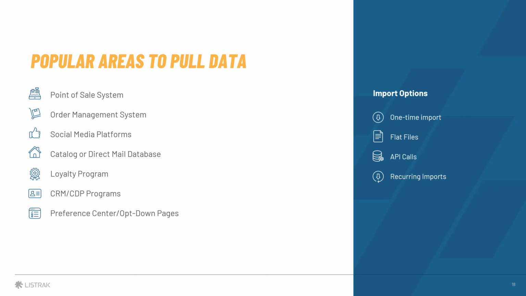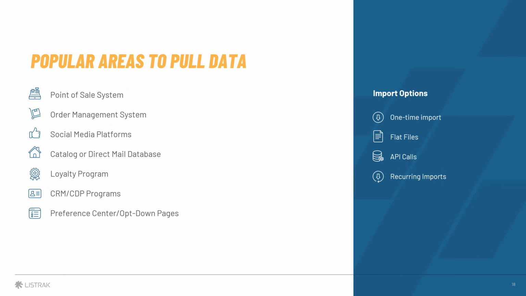I think it's also important though to call out, as you can see on the right-hand side of the screen, a couple of different import options. You might all be familiar with the one-time import that's available, but we can also collect flat files that I touched on a little bit earlier. Certainly we can receive information through API calls, so you can work with our API to send that data over to us as well. Same thing with recurring imports. So there's a lot of ways that you'd be able to get this information into Listrak.